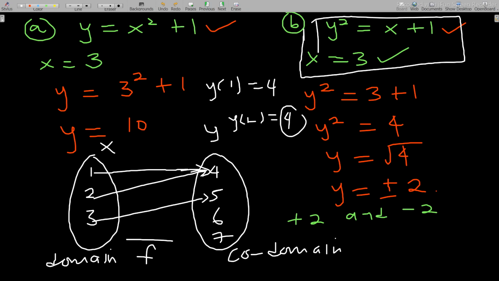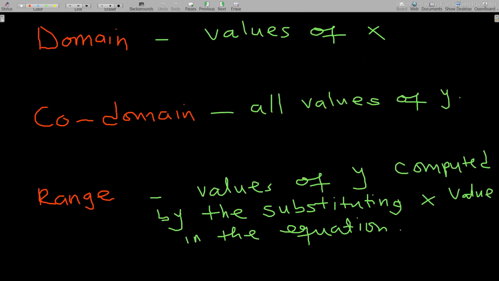All right, so let's go ahead and talk about domain and codomain. If I have a function, what do we mean by a domain? The domain is the values of x. That is the simple definition I can give you. So the domain is actually the values of x, and the codomain is all values of y.